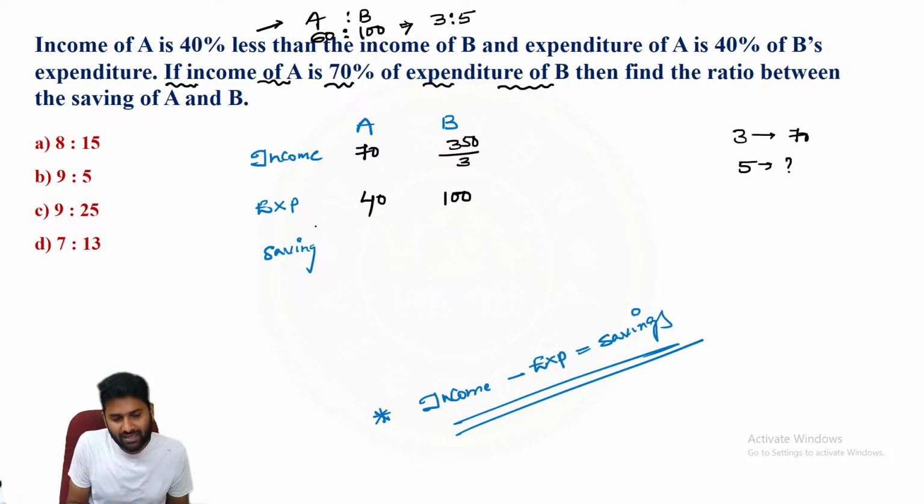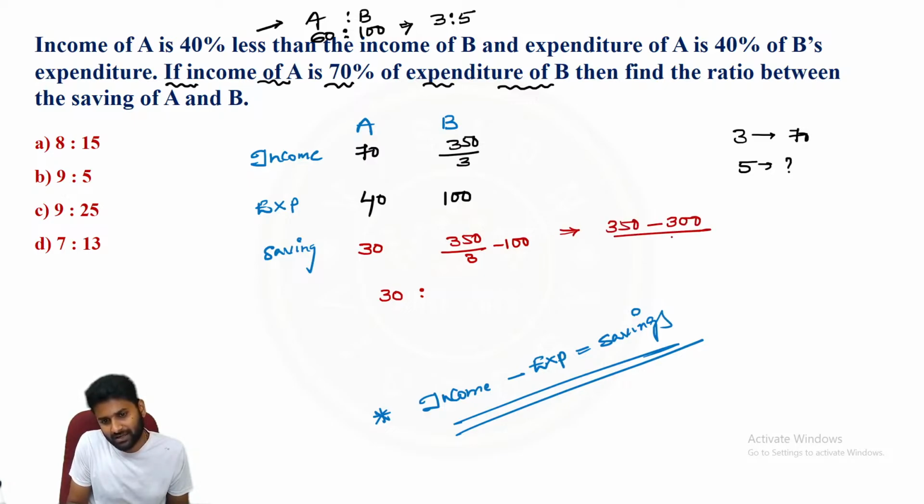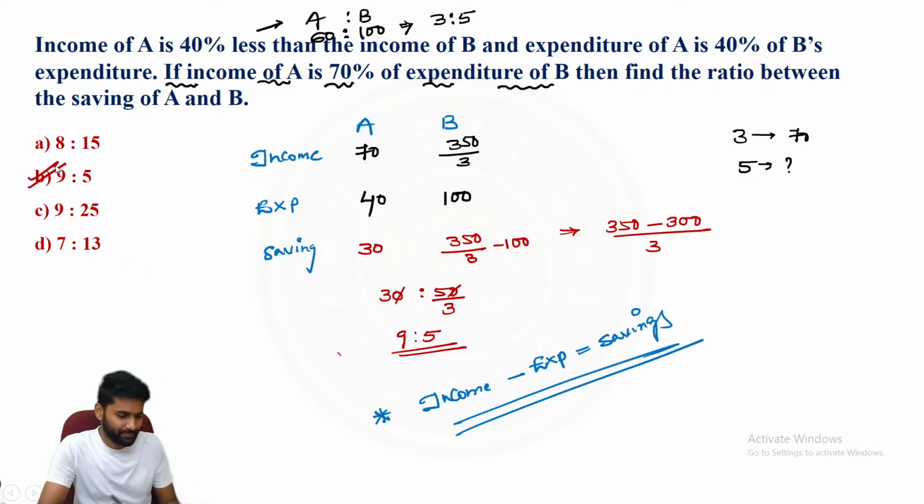What about the savings? Savings is exactly equal to income minus expenditure. Income minus expenditure means 30 units. Here 350 by 3 minus, finally, see here 30 units, and 350 minus 300 for your understanding, 350 minus 300 divided by 3. So the zeros cancel. Finally, the respective ratio of their savings is 9 is to 5. Yeah, guys, it's a ratio of 9 is to 5.